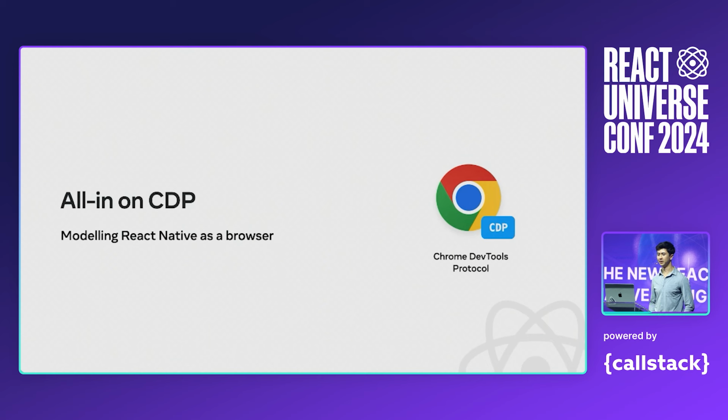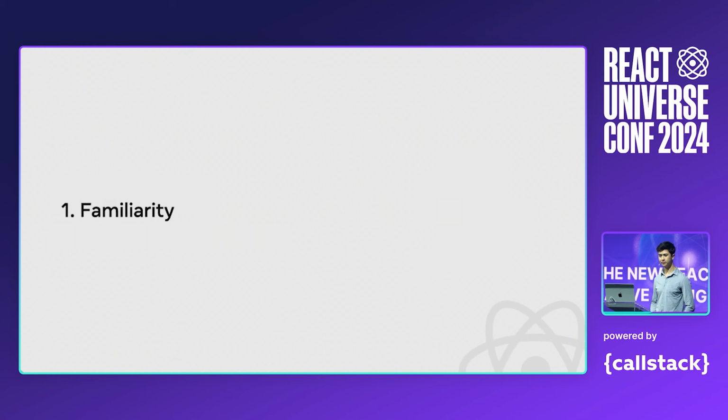Our conviction in CDP is based on some guiding principles. Familiarity. We believe that the tools you use to develop React apps should be the same across platforms. If you want to start being productive with React on a new platform, you should be able to get started with the tools you already know. Cohesion. On the web, if you want to debug or inspect anything in your app, you know where to start, the browser DevTools. There should be a similar, familiar, universal entry point for debugging React Native apps.